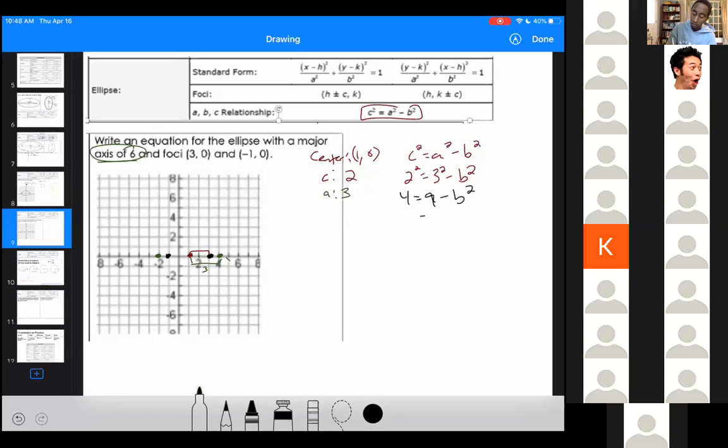Okay. So then we subtract 9. We get negative 5 equals negative b squared. It's just solving algebra. Divide by negative 1. So we get b squared equals 5. Then we square root. We're going to have b equals... We're going to leave that as a radical, square root of 5. I'm not going to put it as a decimal because it will help to leave it as a radical for later. So we know our b is radical 5. And all we need for an equation is we need the a, we need the b, we need the center, and we need to know whether it is horizontal or vertical.